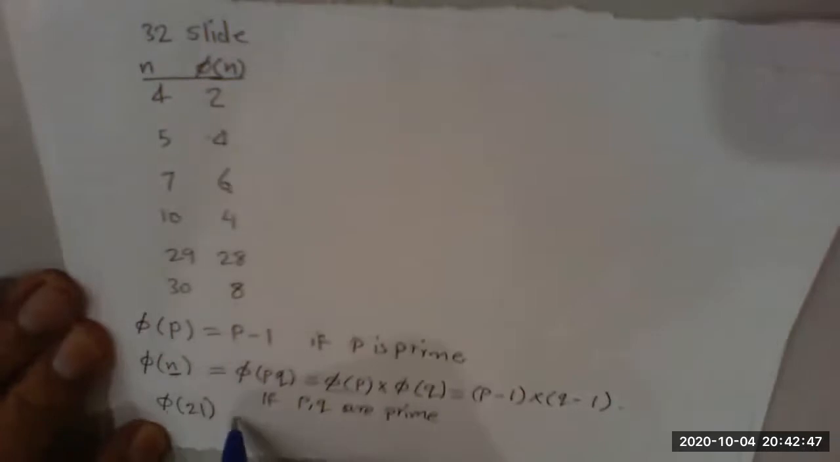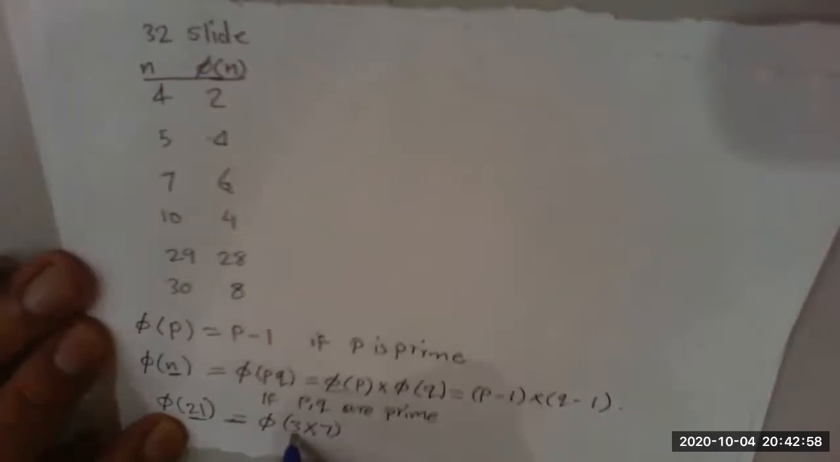It is difficult, so it is better to have it as a multiplication of prime numbers. So I can say phi of 3 by 7, and 3 is a prime and 7 is a prime. This is going to give me phi of 3 multiplied by phi of 7. This means phi of 3 is 3 minus 1, multiplied by 7 minus 1. This is going to give me 2 by 6, which is 12.